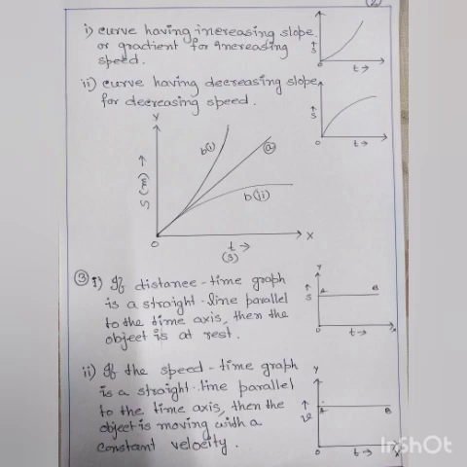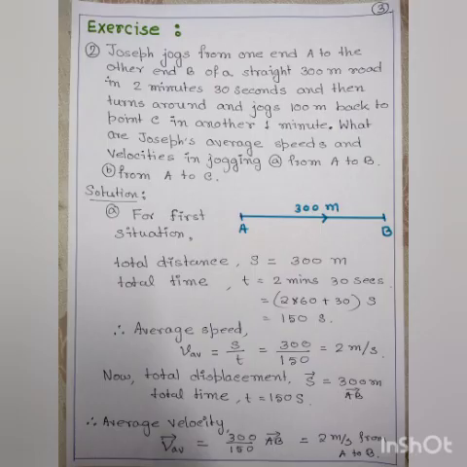Clear? Now let us discuss some numericals from your NCERT book exercise. From page number 112, question number 2 from your NCERT book. Joseph jogs from one end A to the other end B of a straight 300 meter road in 2 minutes 30 seconds and then turns around and jogs 100 meter back to point C in another 1 minute.